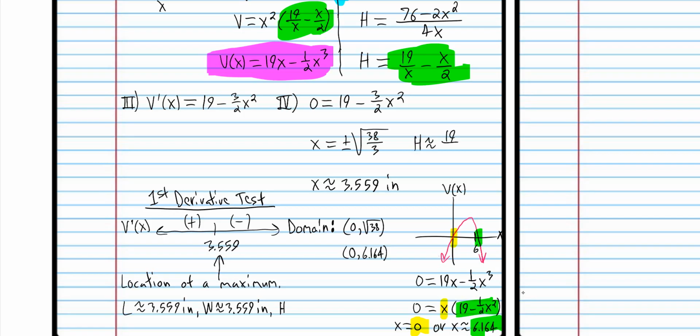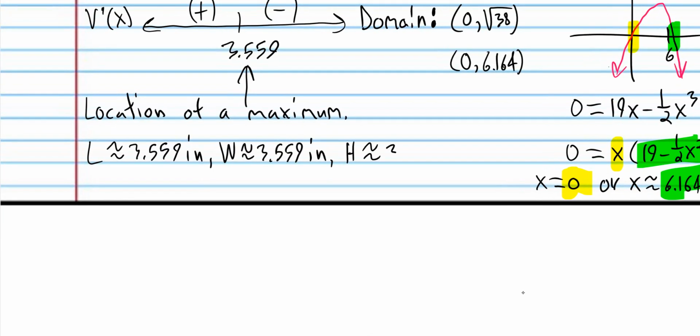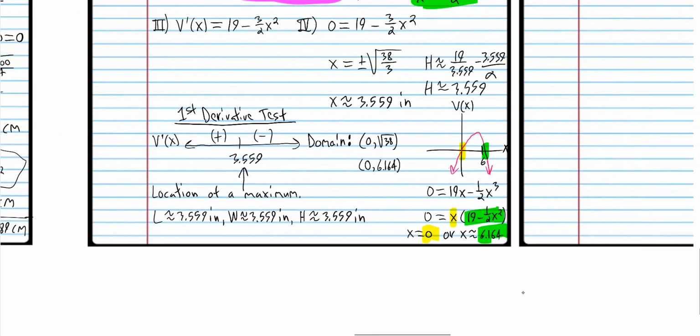Height is equal to 19 over 3.559 minus 3.559 over 2, so whatever that equals. So 19 divided by 3.559 minus 3.559 divided by 2 is equal to 3.559. So it just turns out that it's equal. Again, that's an interesting result there, that the dimensions tend to be equal.